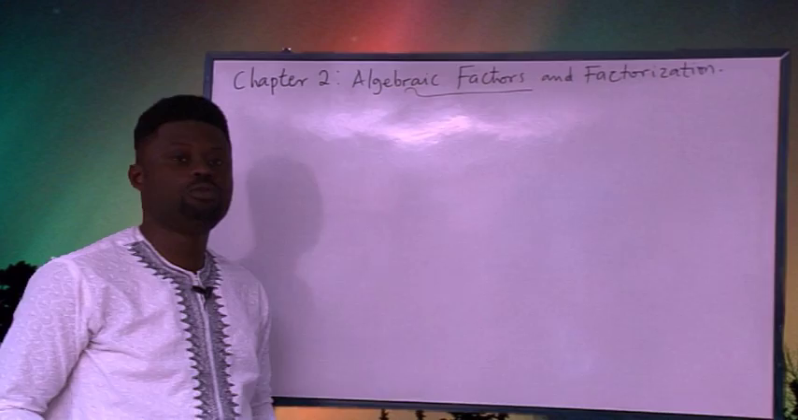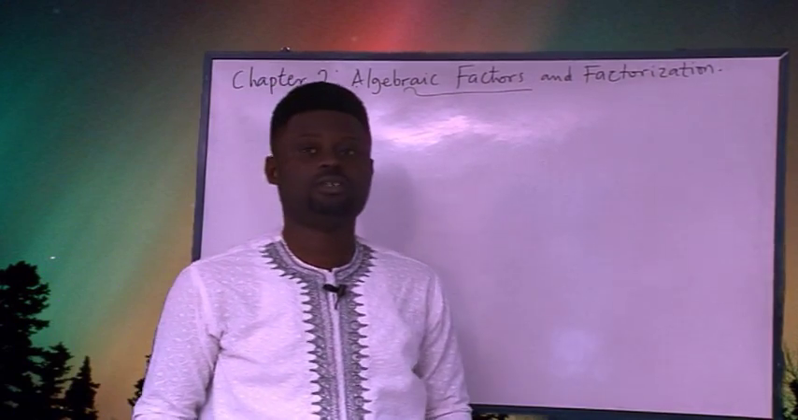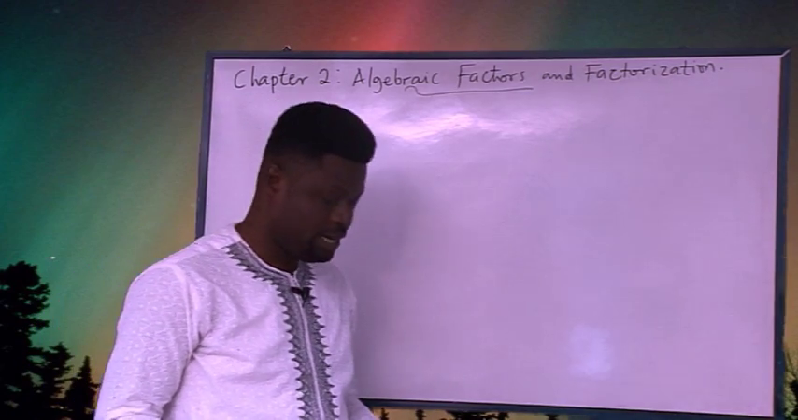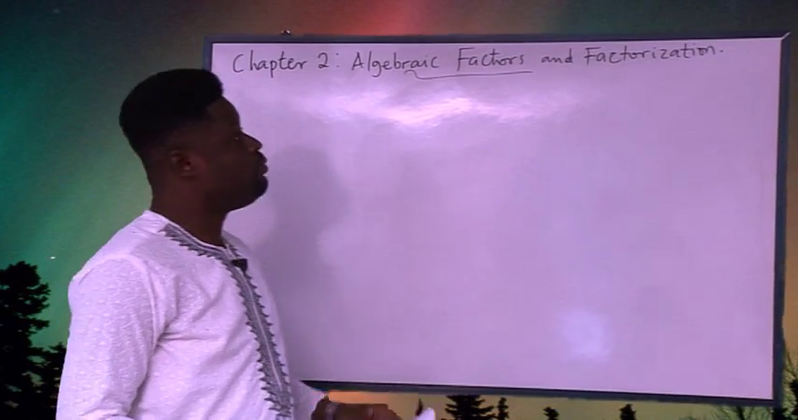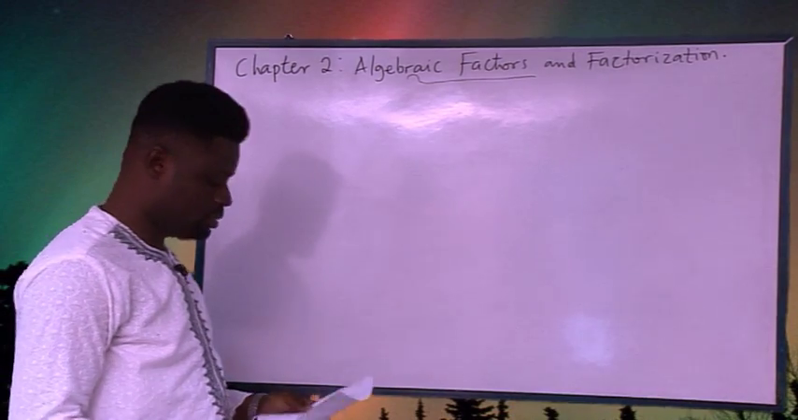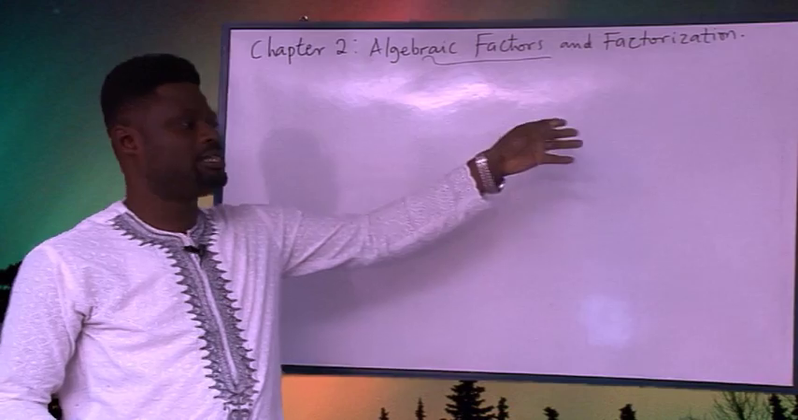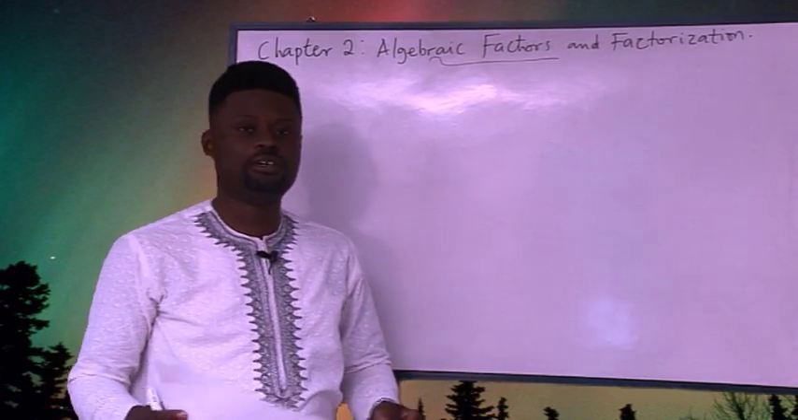In our chapter 1, we talked about what is algebra, like terms, unlike terms, coefficients, and how to add and subtract algebra. Now we're looking at how to factorize algebra and what the factors of algebra are. Firstly, factors are numbers that can divide another number without a remainder.